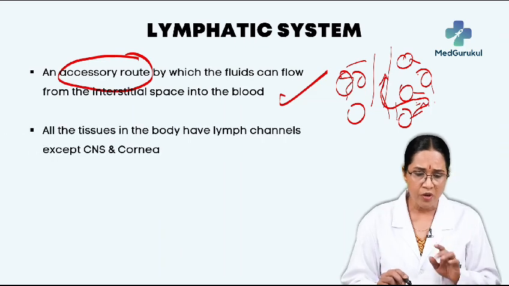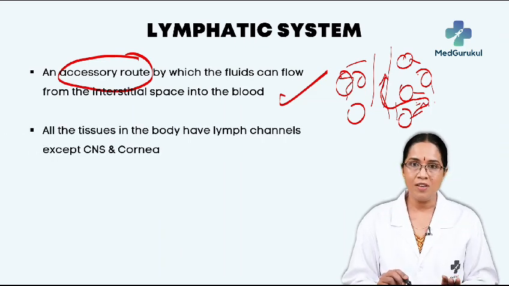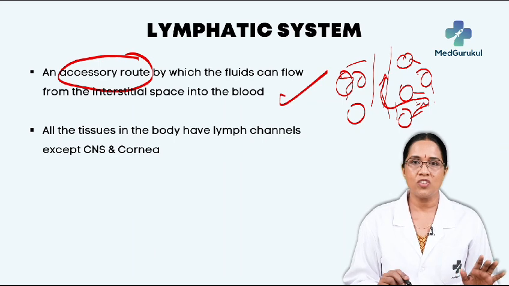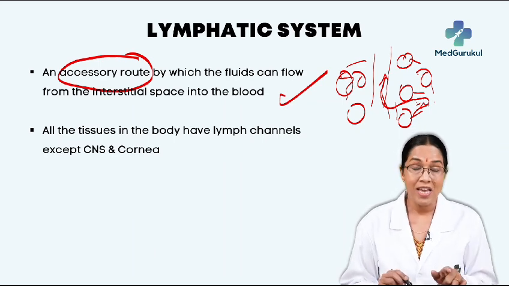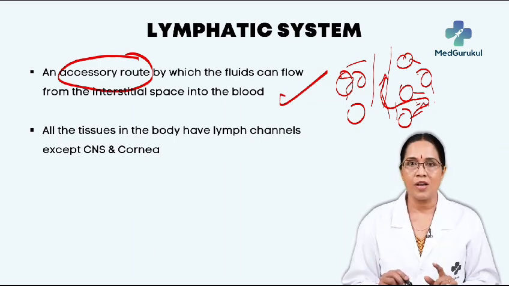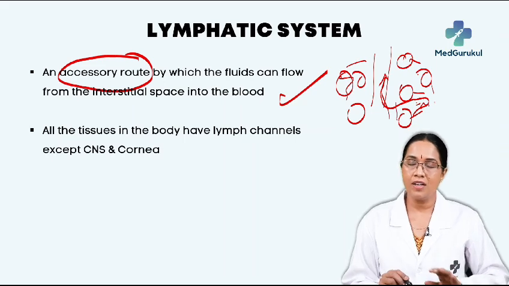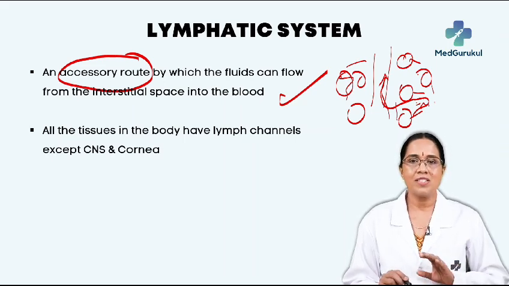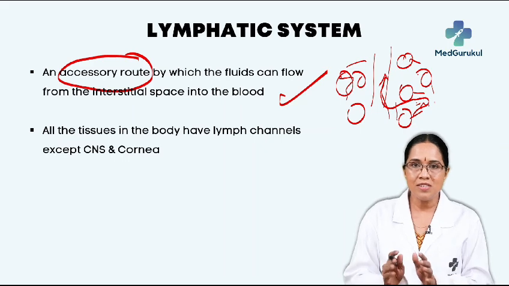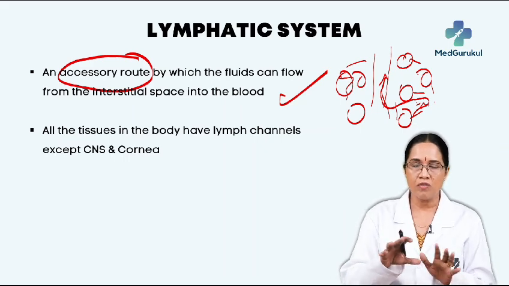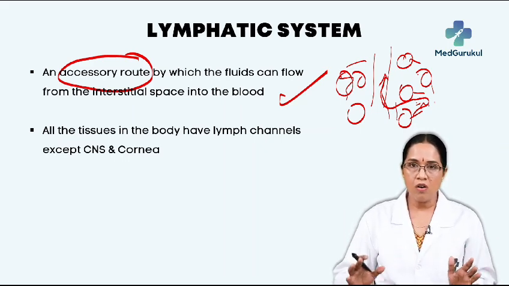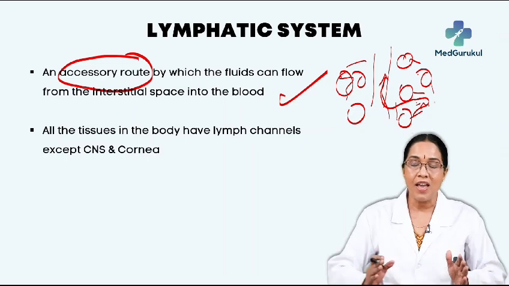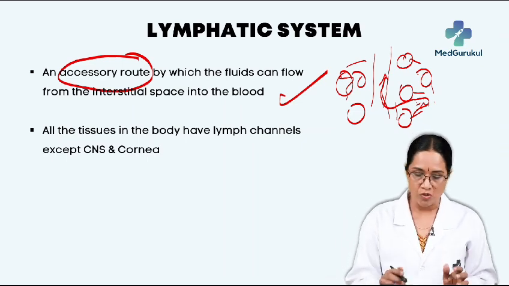Now look at the second point. All the tissues in the body will have the lymphatic channels or the lymphatic system except the CNS and the cornea. The CNS and the cornea don't have the lymphatic system. Everywhere else in your body, the interstitial fluids which have come out from different organs and blood vessels, instead of accumulating there, need to go back to the blood. It is going to be through this.